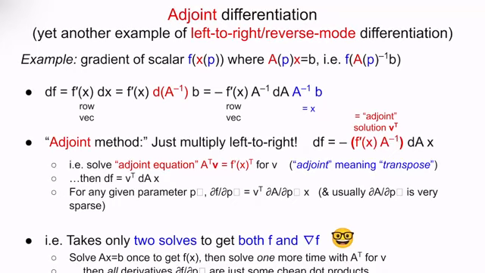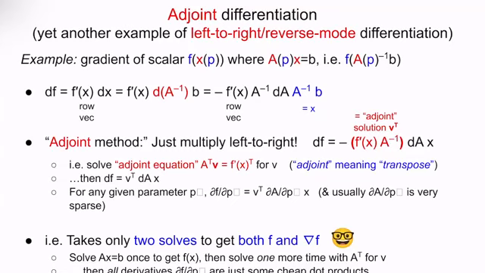Why is that? Because that's independent of dA. That's one vector. That's solving one system of equations, right? If you do a row vector times a matrix on the left, that's one matrix-vector multiply. So that's the same thing as A inverse transposed times f, or equivalently, if you call this row vector v transpose, it's the same thing as solving A transpose v equals f prime transpose. So this is called the adjoint equation.